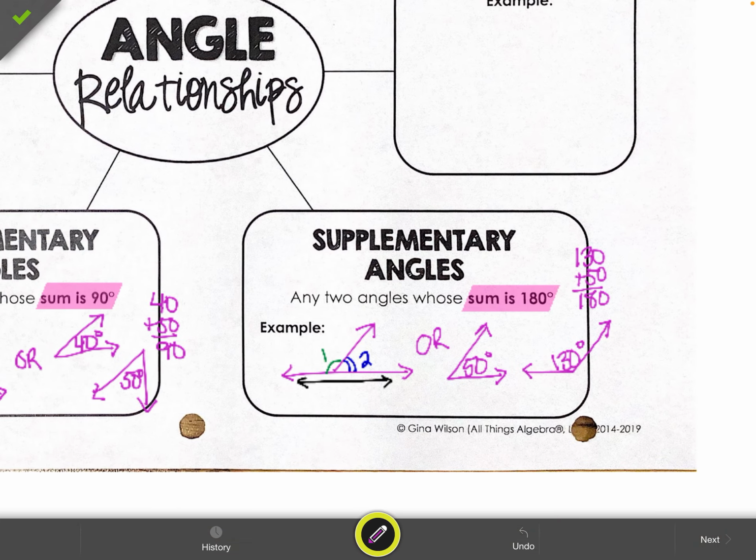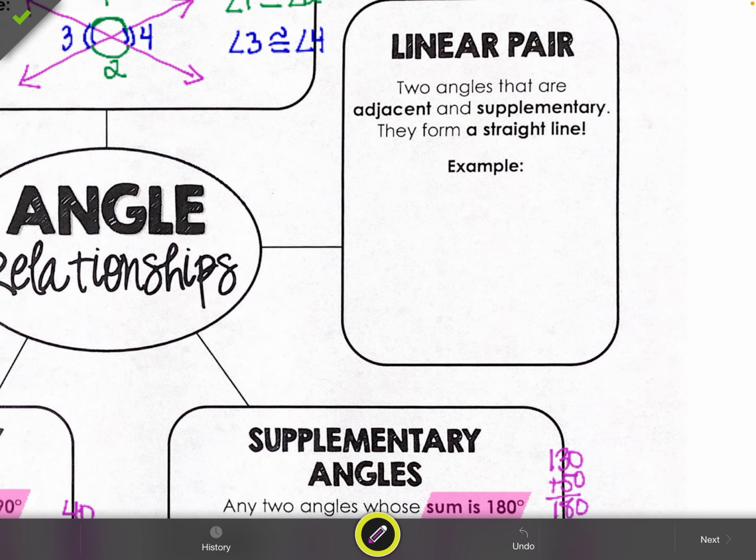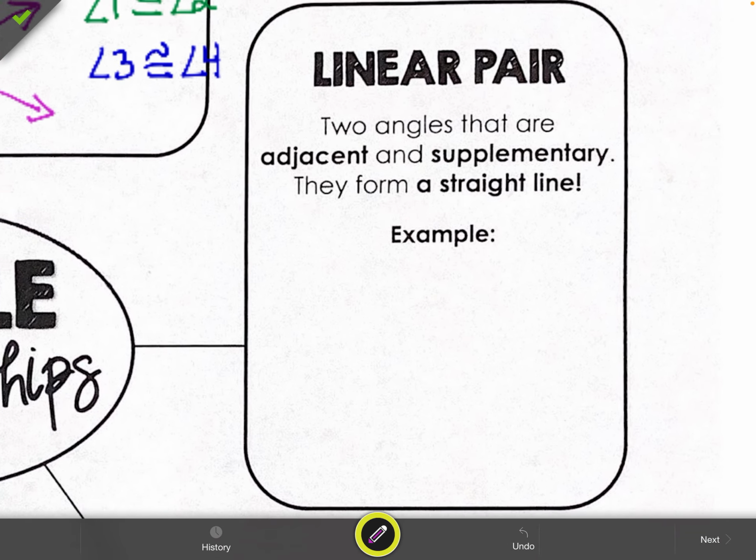The last pair are linear, and this is one we're not going to use a whole lot, but do want to show it to you.